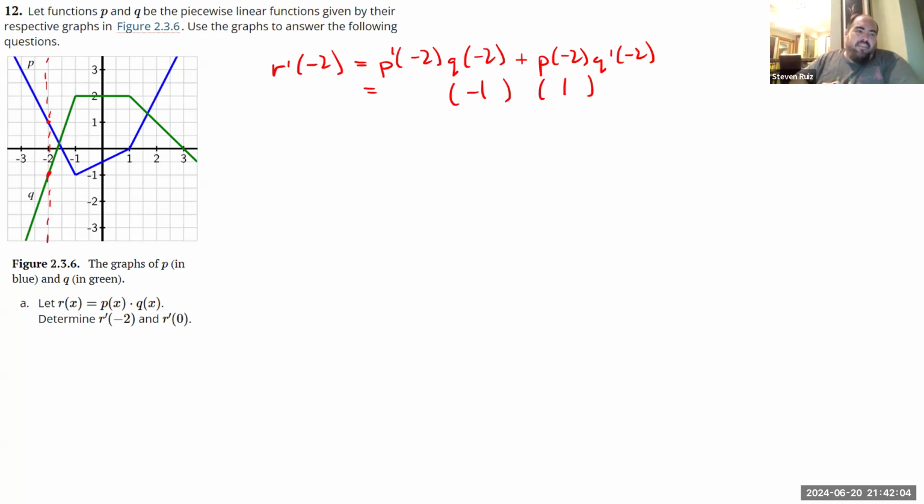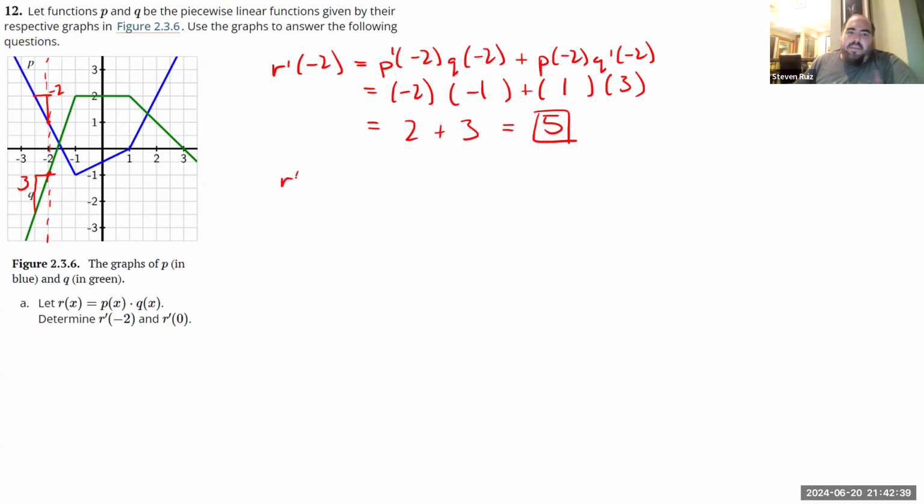What about P prime of -2? That's going to come from the slope of the line segment this is on. Looks like that's going to have a slope of -2. And the green graph is going to have a slope of, looks like +3. So all told is going to be 2 plus 3. The value of the derivative of r at that point is going to be 5.